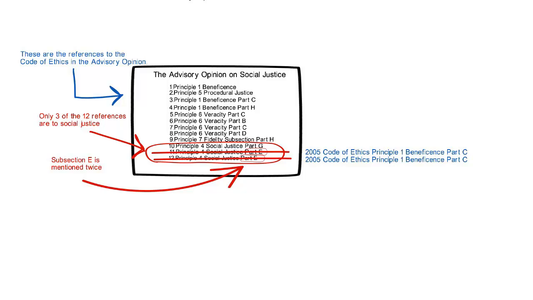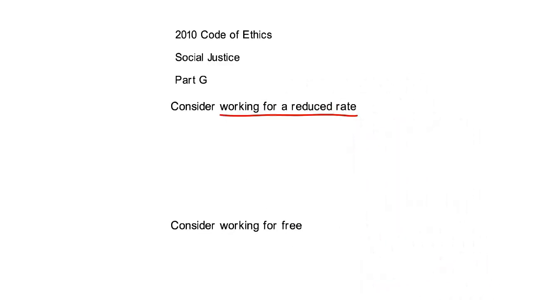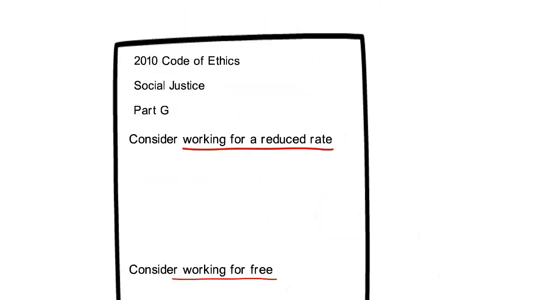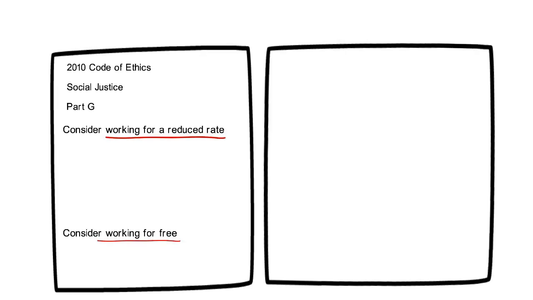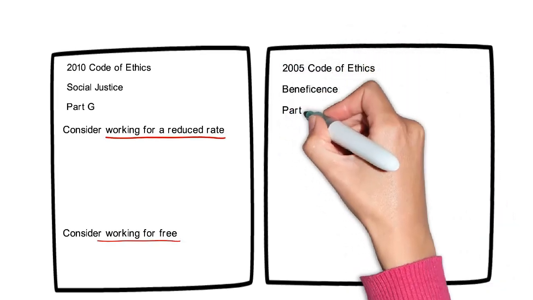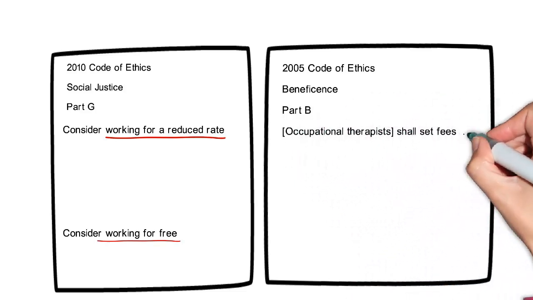The same problem arises for Part G. Part G says that therapists should either consider working for a reduced rate or consider working for free for clients who have difficulty paying for services. Such advice, even if it were new material or unique to Principle 4, could hardly justify the inclusion of a divisive requirement in the Code of Ethics. But there is nothing new or unique to the Code about Part G.